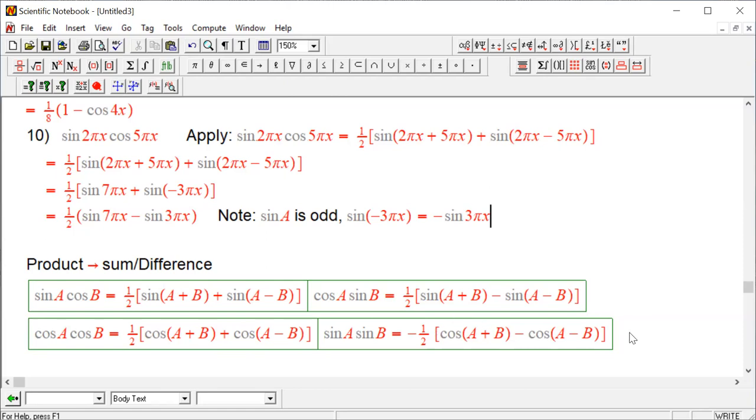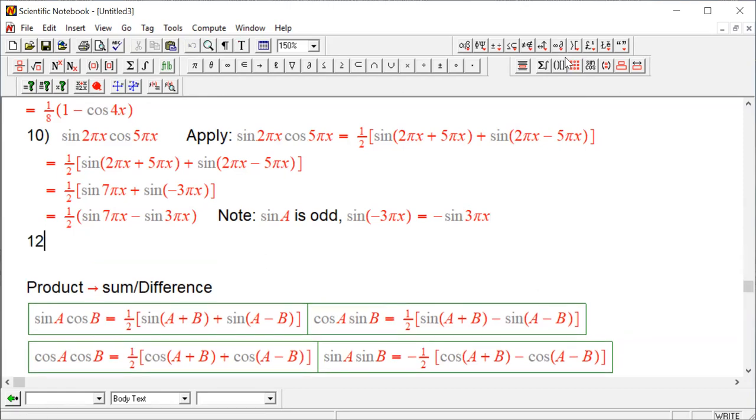Number 12. This will take even more steps, so we'll try to see how we can get it done more effectively and quickly. It's cosine squared x times sine to the power of 4x. There are certainly multiple ways to handle this.